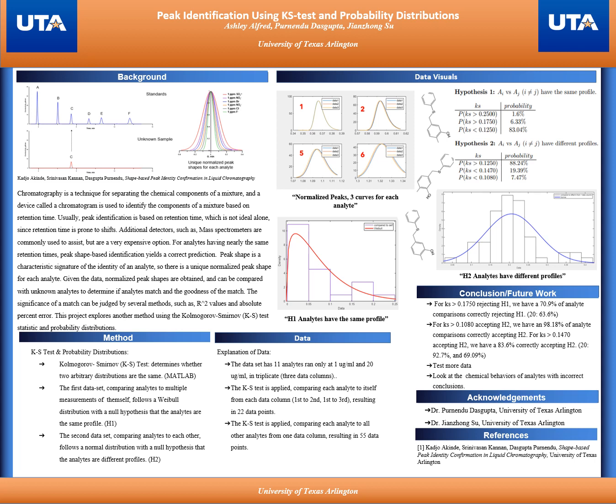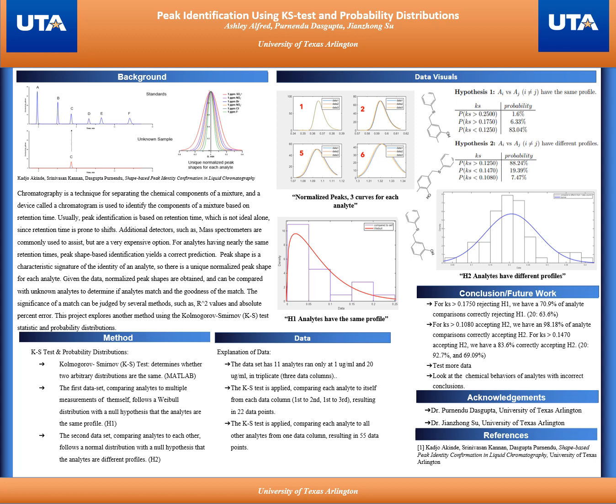So typically in MATLAB, when you run a KS test on two samples, it gives you a test statistic and a p-value. But for my data, I didn't get the proper p-values for my results. And so I was looking for a way to assign a p-value for comparing the analytes.